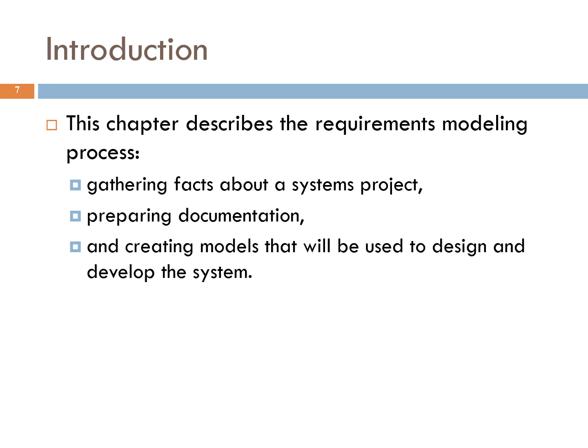Introduction to this chapter. This chapter describes the requirements modeling process, which involves gathering facts about the system project, preparing documentation, and creating models that will be used to design and develop the system. If you look at all these processes, they are done before we develop the actual information system.